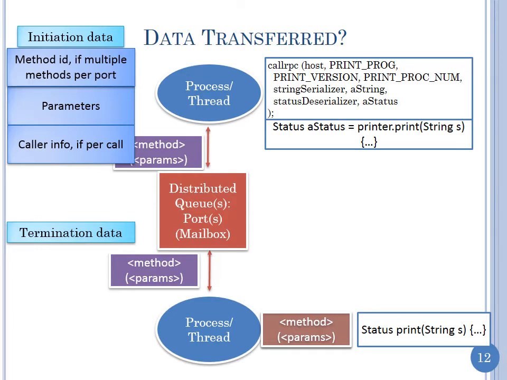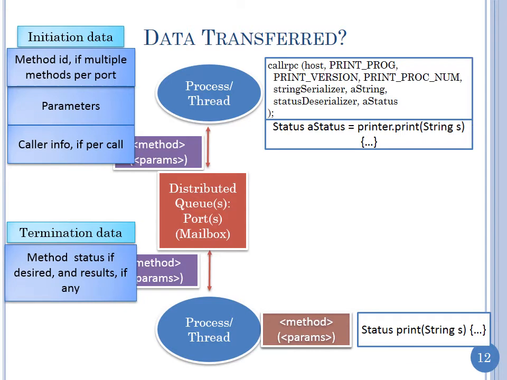And then there is some data that has to be sent back on termination. Method status, if desired. It's possible that you will call a procedure at the remote side, you don't want to wait for any results back, and you don't care whether it executes or not. Okay, you're a sensor. You're sending data periodically. If some information gets lost, who cares? You don't want to wait.